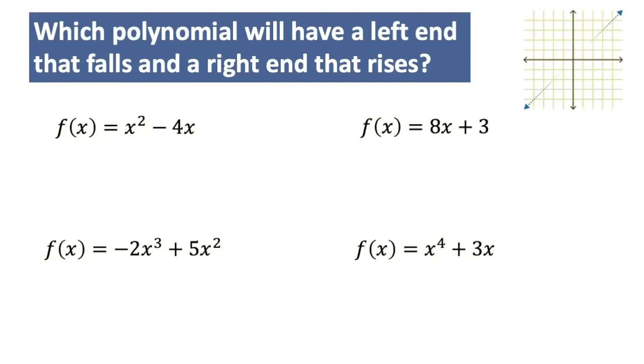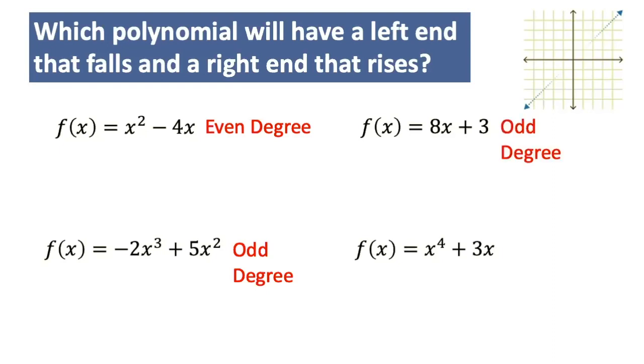The first helpful thing to do is identify the degree of each polynomial. The first choice has a degree of 2, so it's even. Below that, we have an odd degree, degree 3. F of x equals 8x plus 3 is odd degree because if there is no exponent on the x, it's assumed to be a 1. And the last, f of x equals x to the fourth plus 3x, has a degree of 4, so it's even degree. That alone tells us something.